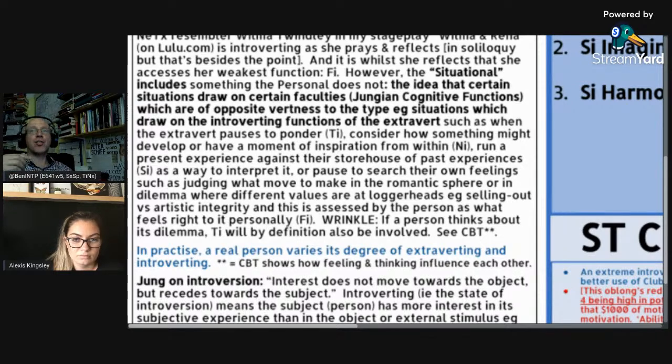or pause to search their own feelings, such as judging what move to make in the romantic sphere, or in a dilemma, where different values are at loggerheads, e.g. selling out versus artistic integrity, and this is assessed by the person as what feels right to it personally, FI. Wrinkle, if a person thinks about its dilemma, TI will by definition also be involved.